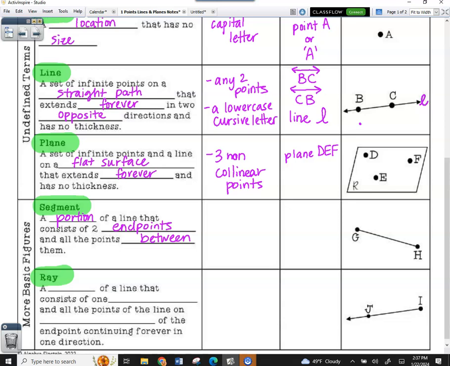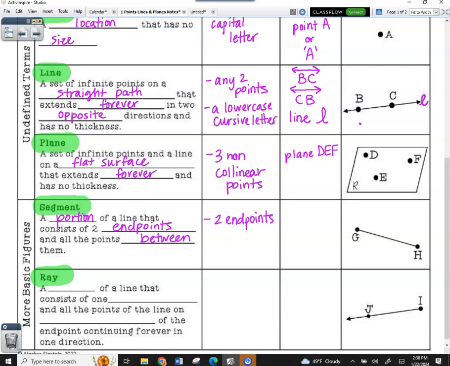How do you think we named that? Based off of how we named this line BC, how do you think I want to name this? CH. Exactly. You're going to use the 2 endpoints. That's how you name it. Named it HG. Is that all right?